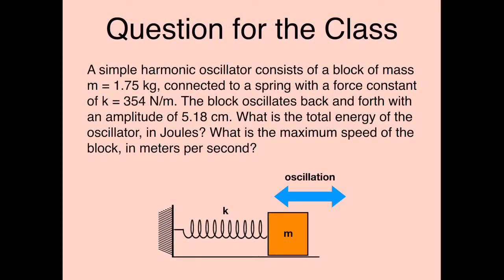Okay, so let's take some of those energy ideas that we've been working with and use them in an example problem. So here we have the simple harmonic oscillator consisting of a block with a mass m, which is equal to 1.75 kilograms, connected to a spring with a force constant k equal to 354 newtons per meter. The block oscillates back and forth with an amplitude of 5.18 centimeters. What is the total energy of the oscillator in joules? And what is the maximum speed of the block in meters per second? So try to work this out, pause the video, see what you get, and then come back to it so we can do it together.